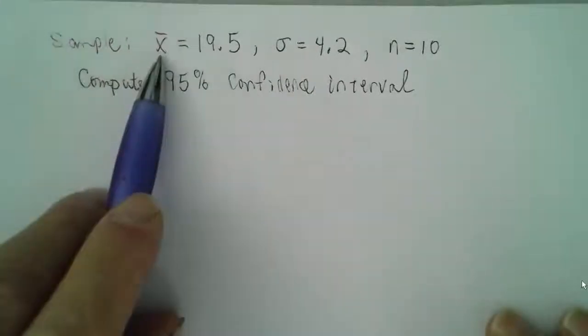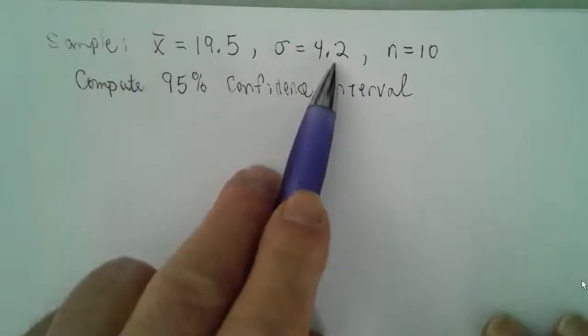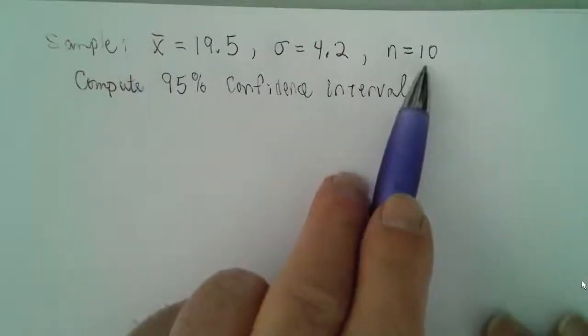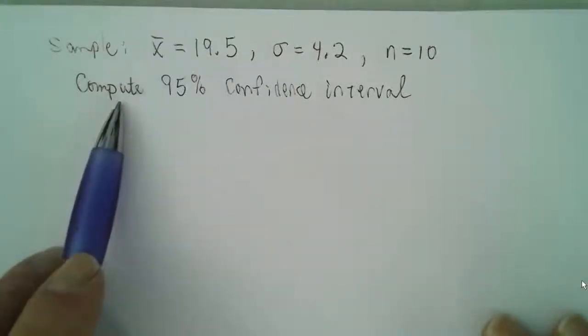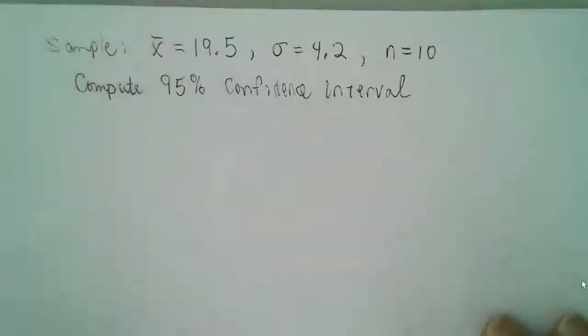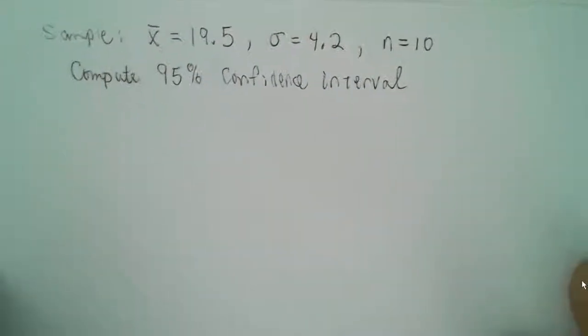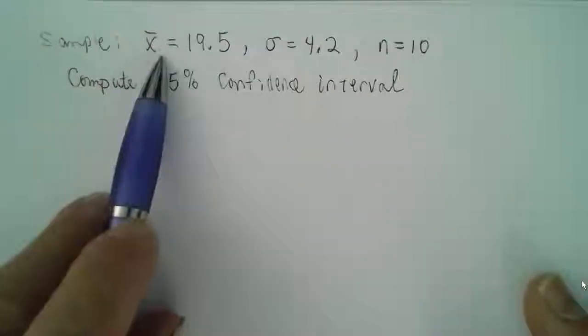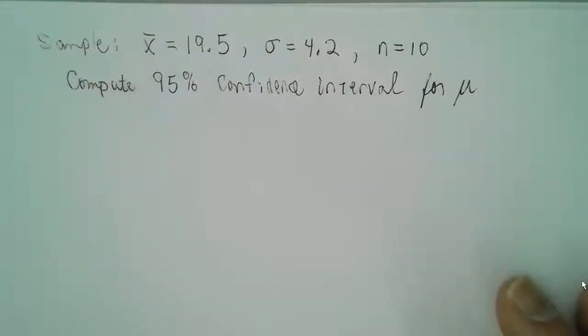The mean of our sample is 19.5, the standard deviation of the population is 14.2, and we have 10 different observations that feed into that sample mean. We would like to estimate the mean of the entire population. This is a much more realistic situation because normally in research we might know the mean of a sample, but we generally don't know the mean of the whole population. So we want a 95% confidence interval. We should be specific here and say for mu, that's the mean of the entire population.